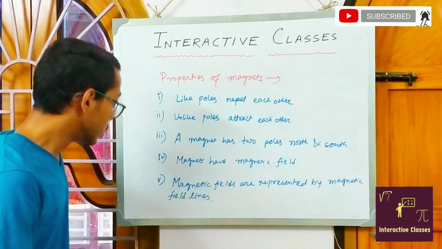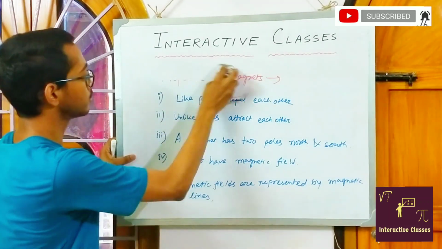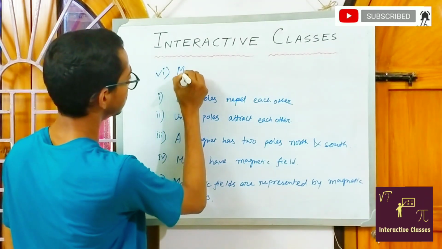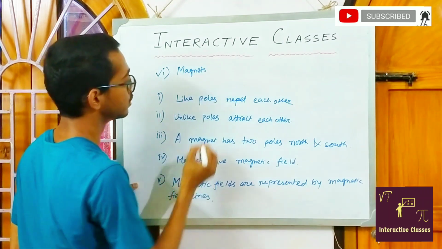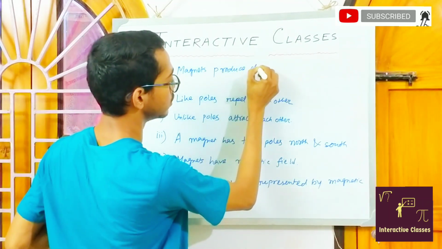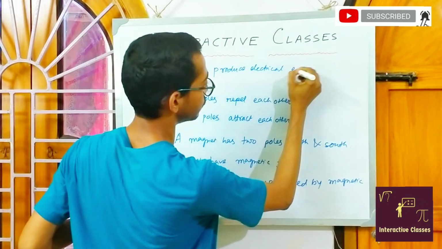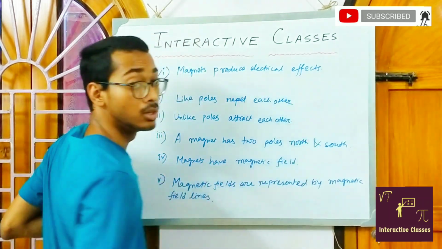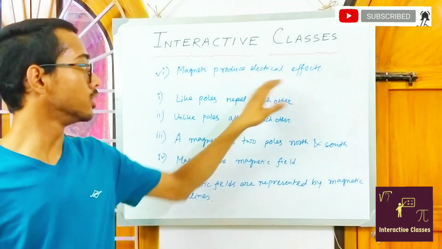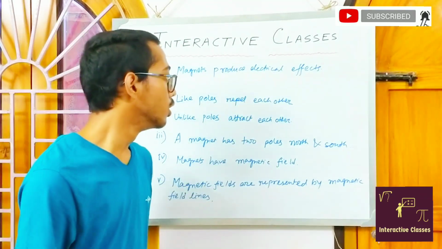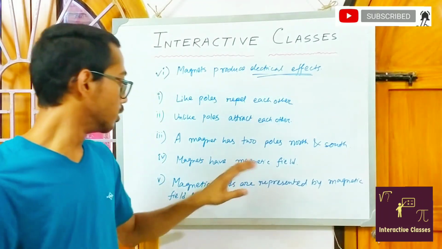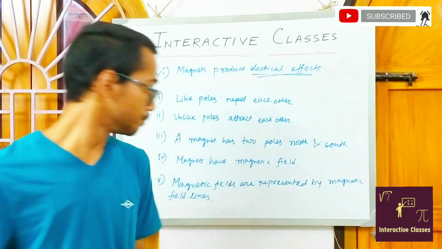Oh, there's another very important property. Let me write it over here. Number 6. Magnets produce electrical effects. Okay, this is a very important and unique property of magnets, that magnets or magnetic fields produce electrical effects. We will come to this part later. Now our main concern is magnetic fields and magnetic field lines.